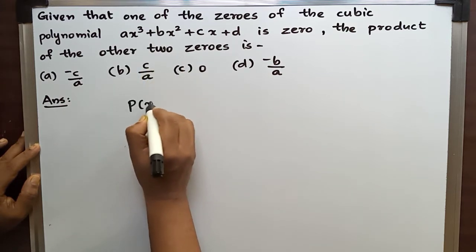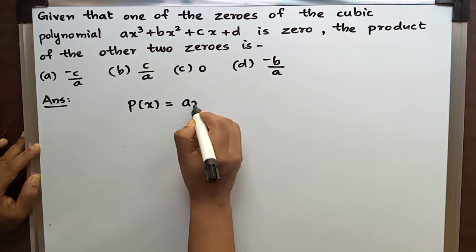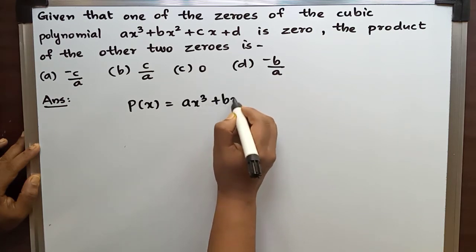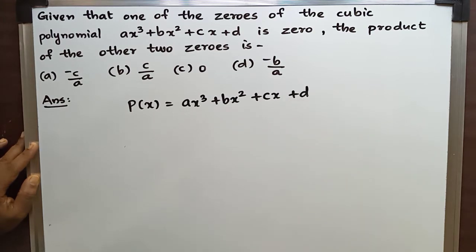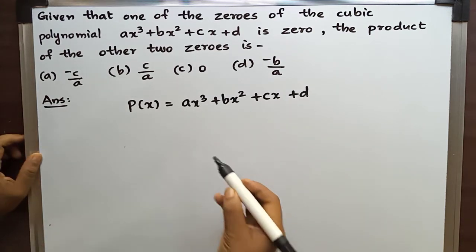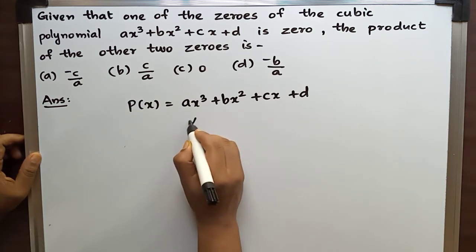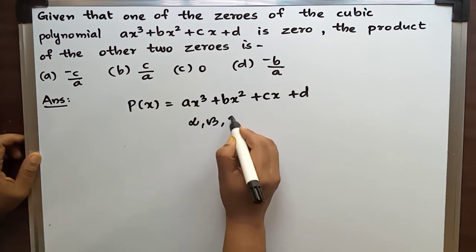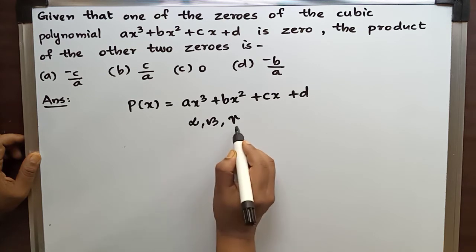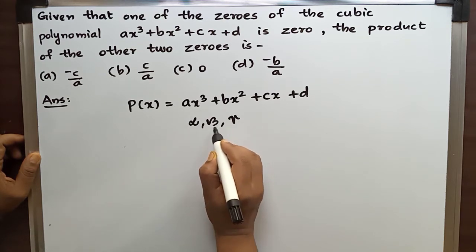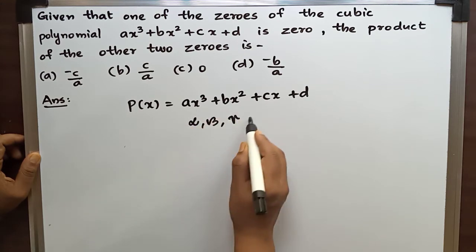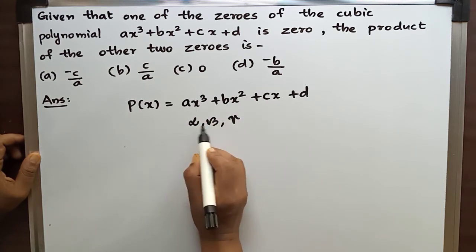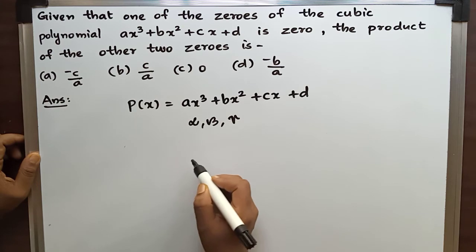Okay, so I am writing it as p of x is equal to ax cube plus bx square plus cx plus d. For a cubic polynomial, the maximum number of zeros of the polynomial is 3, that is alpha, beta, gamma. That is 3 zeros of the polynomial are possible. And we call it as alpha, beta and gamma.